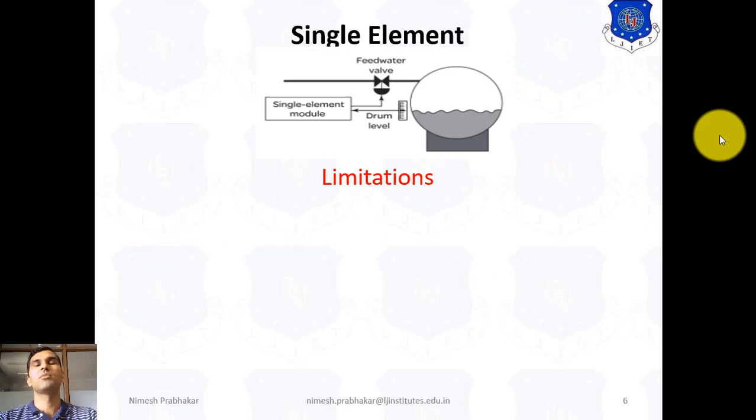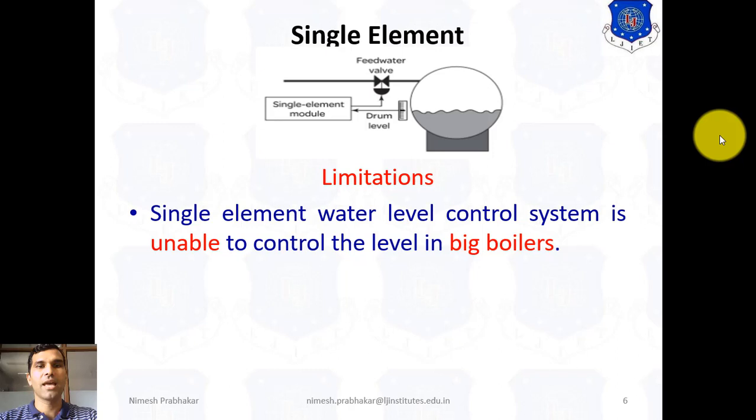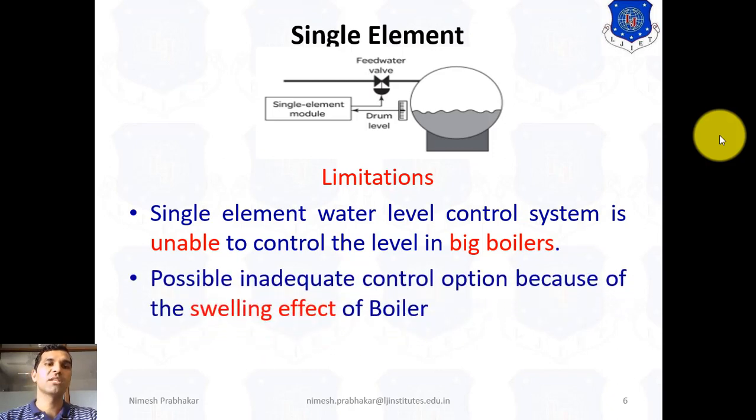So here there are some limitations of the single element system. The first limitation is that a single element water level control system is unable to control the level in a big boiler. That means it is not suitable for controlling a big size boiler. The second limitation is possible inadequate control because of the swelling effect of the boiler. So these are the two limitations of the single element boiler drum level control system.